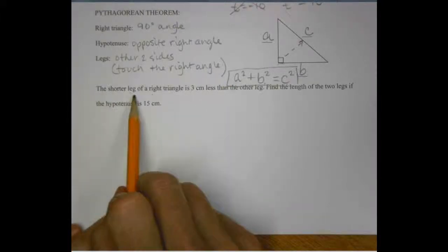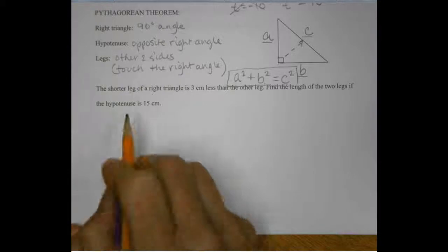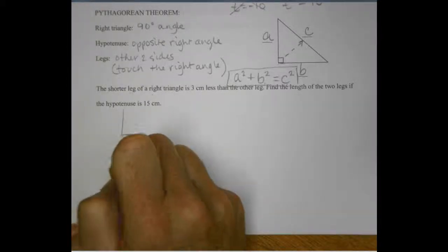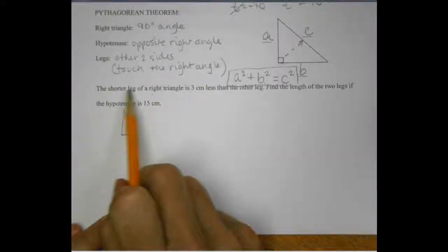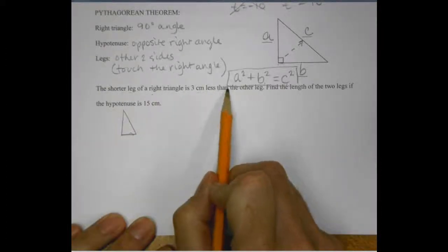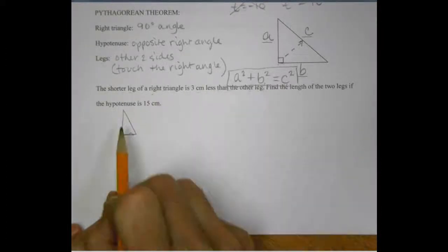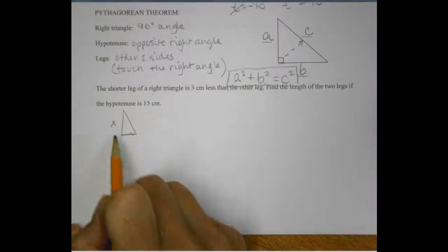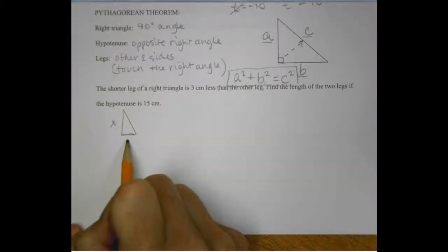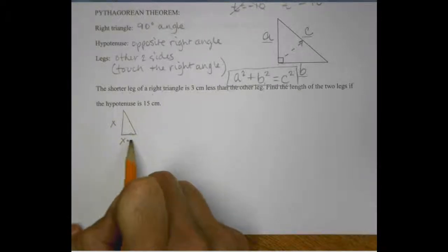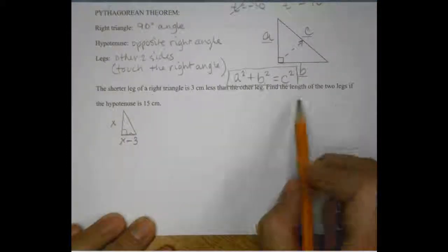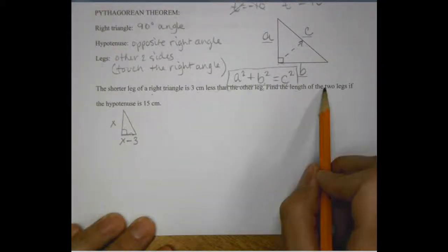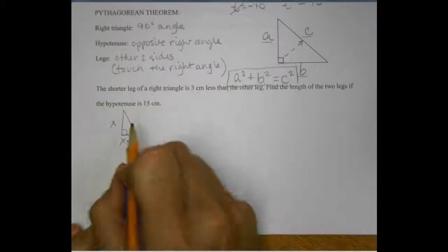The shorter leg of a right triangle, so right away I know I can draw a right triangle and one leg should be shorter than the other. The shorter leg is 3 centimeters less than the other leg. So I'll pick the longer leg and call it X. My shorter leg is 3 centimeters less, so I have to say whatever length this one was, X, take away 3, and I'll have the shorter leg. And then find the length of the two legs if the hypotenuse is 15 centimeters.